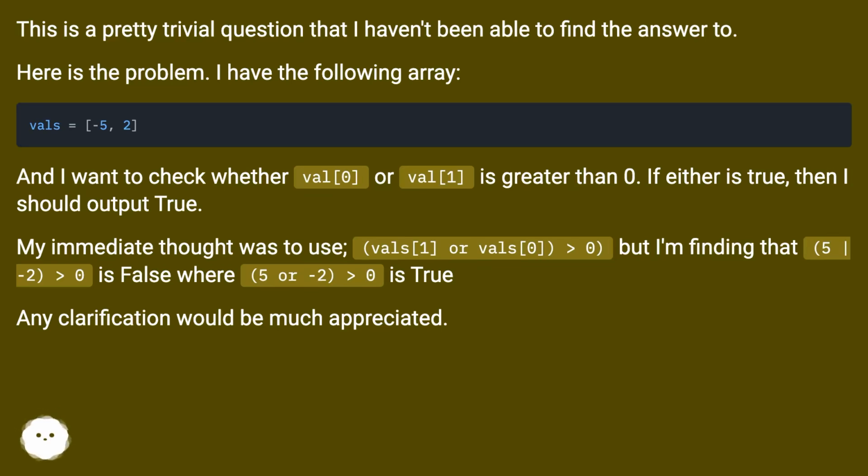My immediate thought was to use vals[1] | vals[0] > 0, but I'm finding that 5 | -2 > 0 is false, where 5 or -2 > 0 is true. Any clarification would be much appreciated.